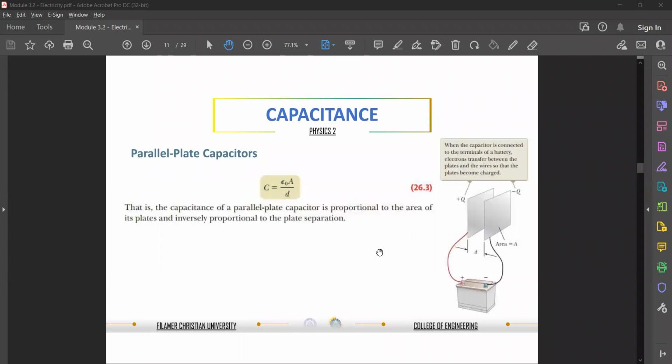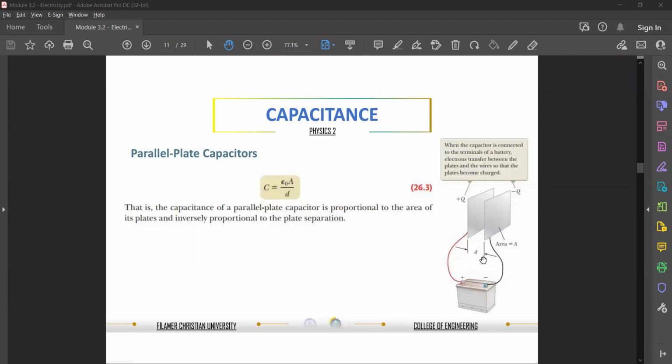Okay. So next we have parallel plate capacitors. So ano naman to? Here we have the equation that C is equal to the permittivity of free space multiplied by the area divided by the distance. So the capacitance of a parallel plate capacitor is proportional to the area of its plates and inversely proportional to the plate separation. When the capacitor is connected to the terminals of a battery, electrons transfer between the plates. So again, that is positive to negative.